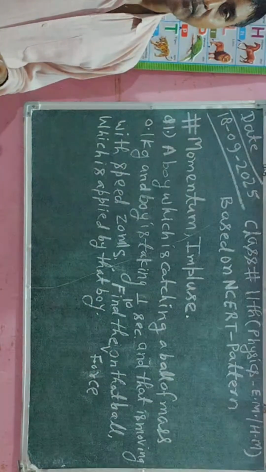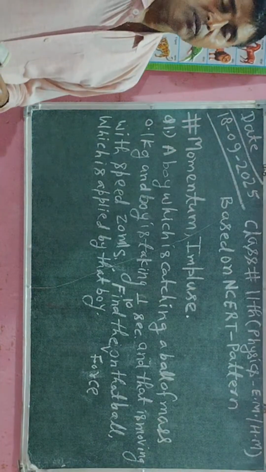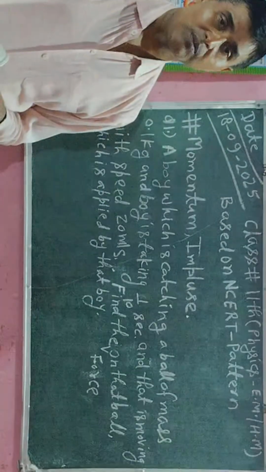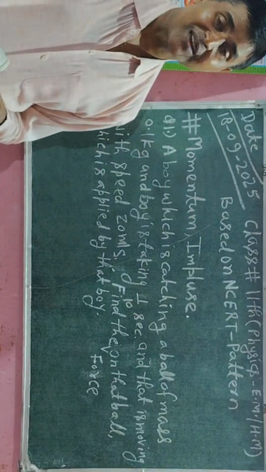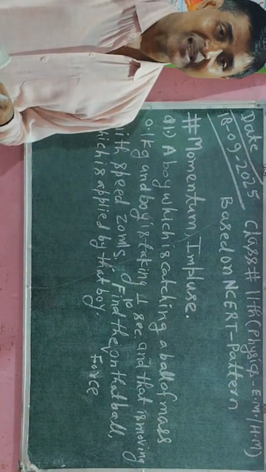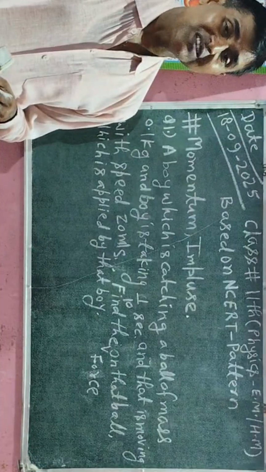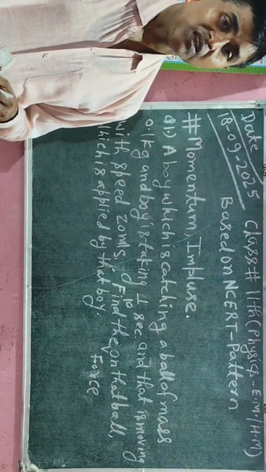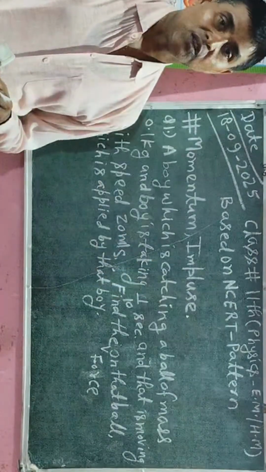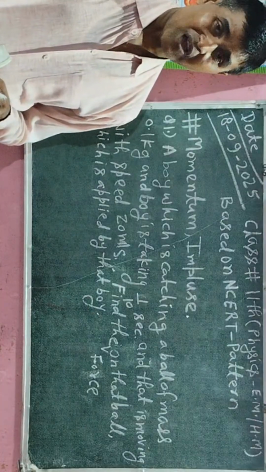It means that there is a ball available and a boy who is moving with a speed of 20 meter per second for catching that ball. The mass of that ball is 0.1 kg, and also that boy is taking time to catch the ball which has mass 0.1 kg. So that time duration is taken as 1 divided by 10 seconds. So find the force which is applied by that boy on the ball.